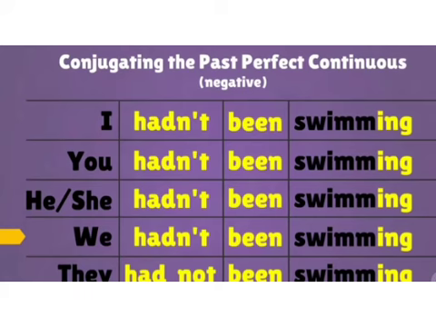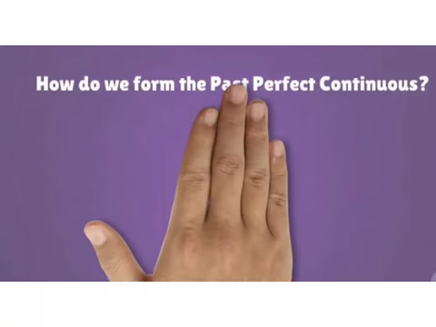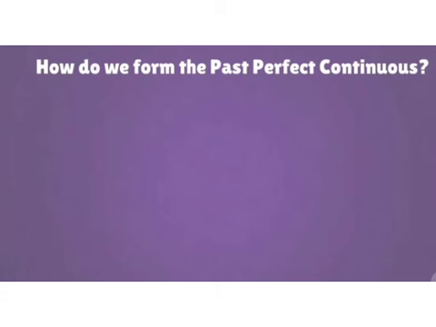And the last one, let's give a try together. They hadn't been swimming is the correct one. Yes, we did it. So finally, they hadn't been swimming is the correct answer. Now let's move on to the interrogative type.